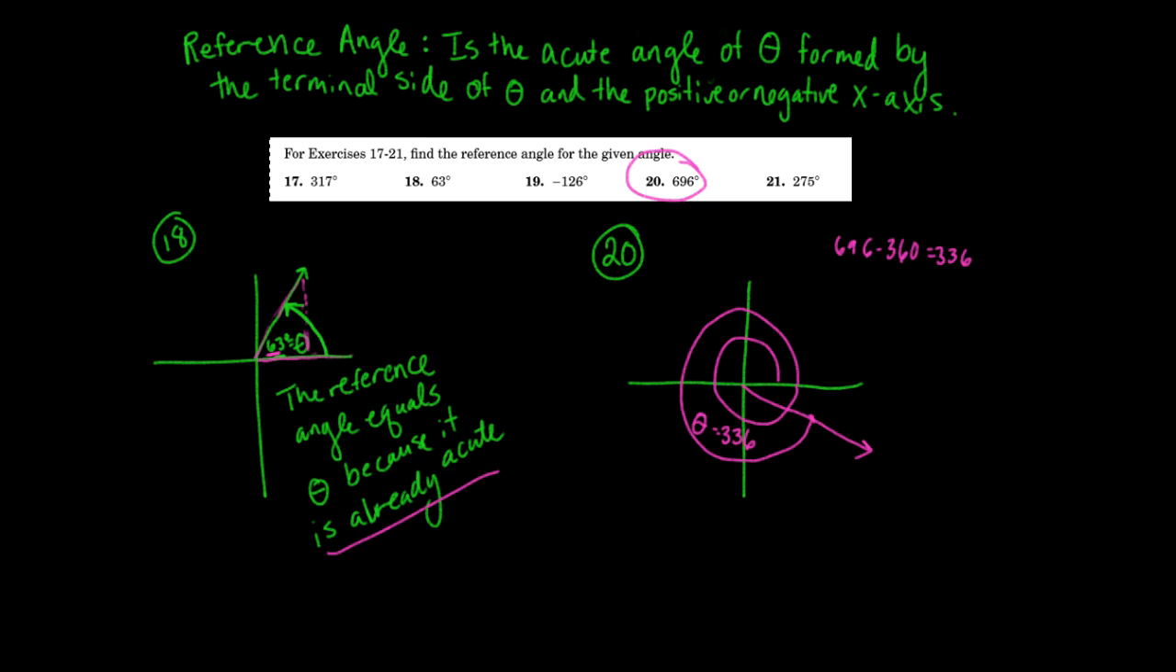So to find the reference angle, I'm going to measure the angle between the x-axis, the positive x-axis, and the terminal side. So this angle right here. If you go 360 minus 336, that'll give you that angle, which is 24 degrees. So this angle is 24 degrees. This is my acute angle between 0 and 90 degrees. That's going to be my reference angle.